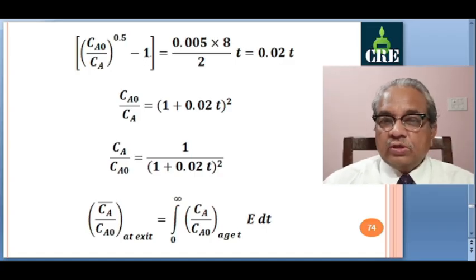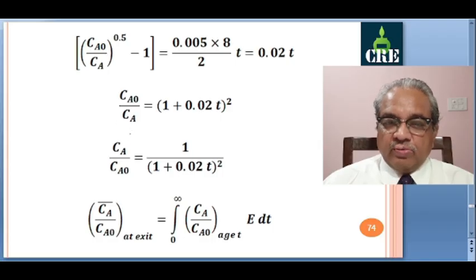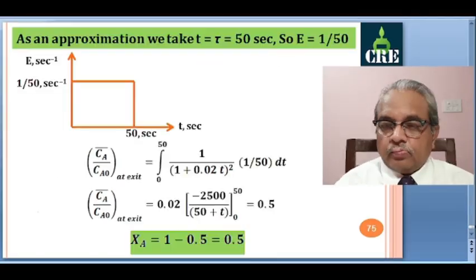This can be written as, transferring to this side, 1 plus 0.02 t equals Ca0 by Ca raised to 0.5. Square both sides and you get Ca0 by Ca equals 1 plus 0.02 t whole square. We want Ca by Ca0, so Ca by Ca0 will be 1 by 1 plus 0.02 t whole square. So again we use the same model equation.